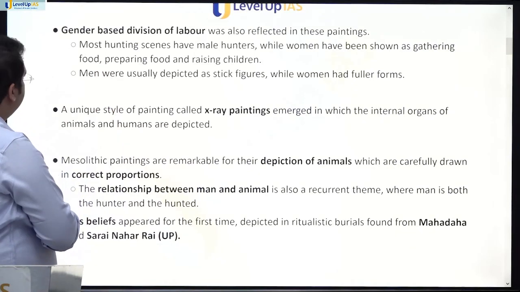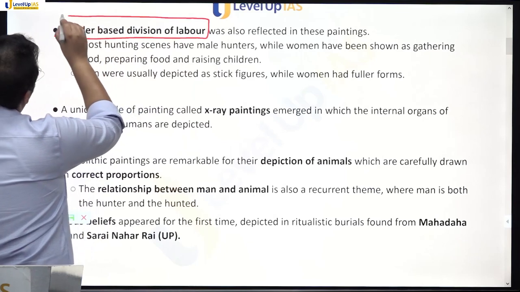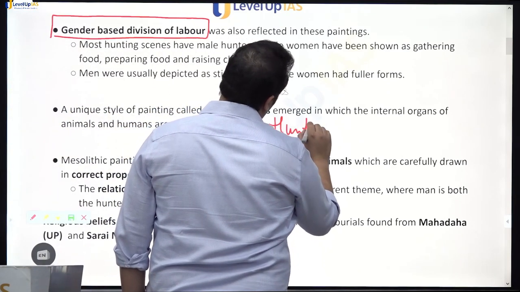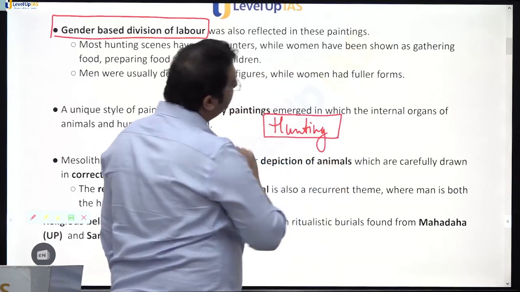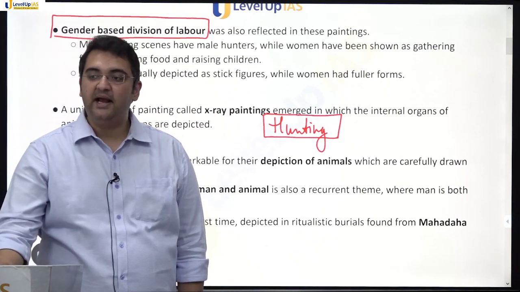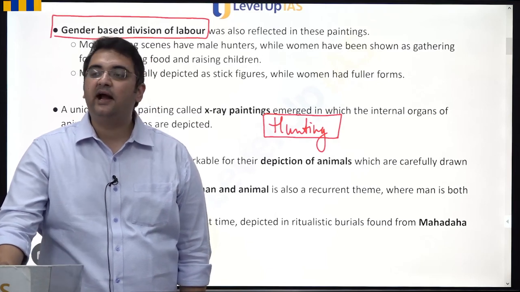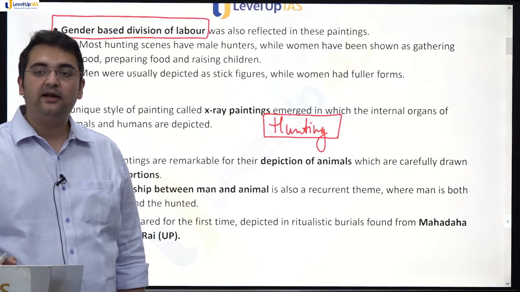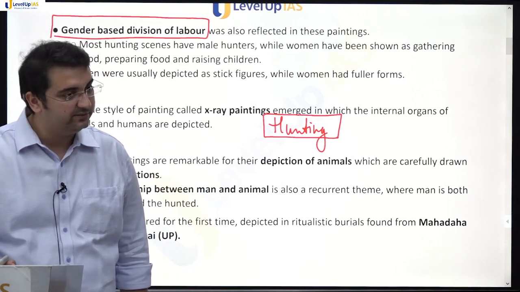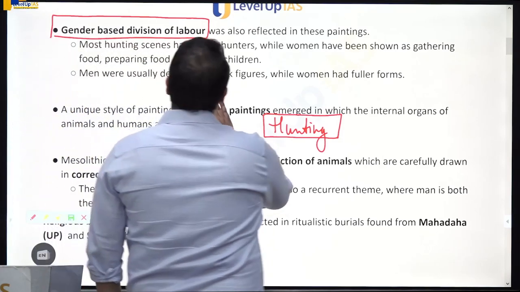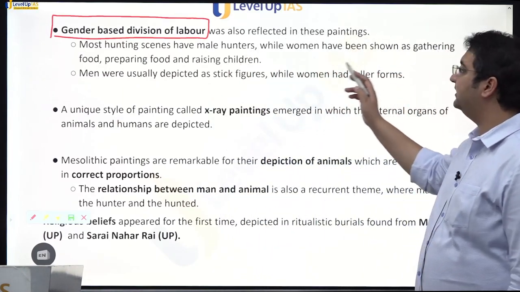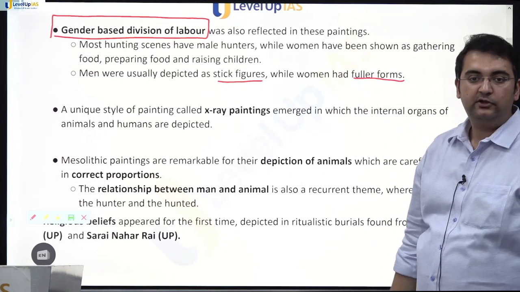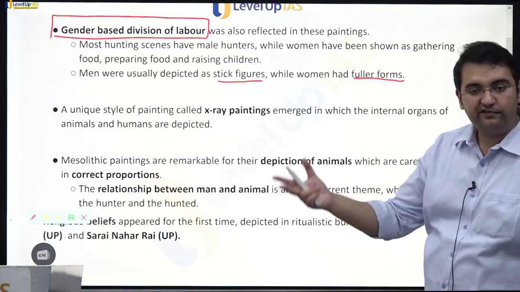One important aspect that becomes visible from the Mesolithic paintings was the division of labor on the basis of gender. ठीक है? Hunting. Who do you think will be involved in this? Men or women? Men. While women will be engaged in all the other kinds of important economic work. From gathering and animal husbandry to food preparation, child rearing and child bearing, caregiving activities, etc. All of these will be the responsibility of women. ठीक है? अच्छा. Now, most hunting scenes have male hunters while women have been shown gathering food, preparing food and raising children. Men were usually depicted as stick figures while women had fuller forms. So this is one very important difference in the manner of depiction of men and women.